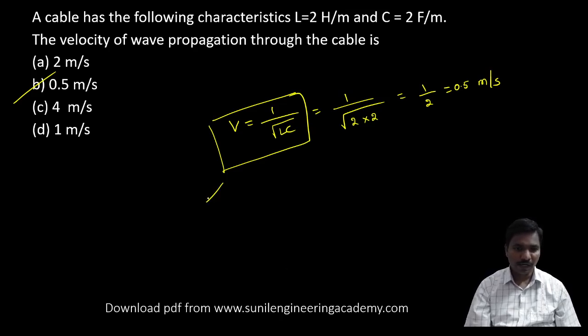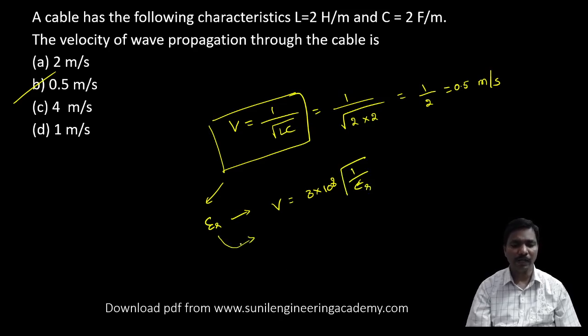If they have given relative permittivity epsilon R, then velocity V is equal to 3 into 10 power 8 root 1 by epsilon R. This is the formula if they have given relative permittivity. Okay. Coming to the next question.